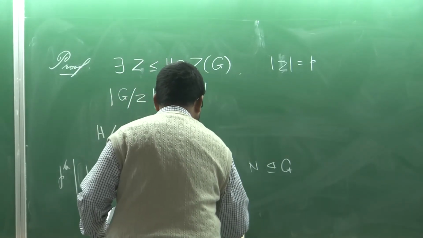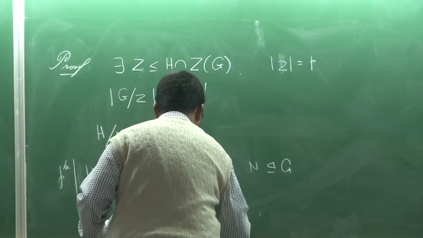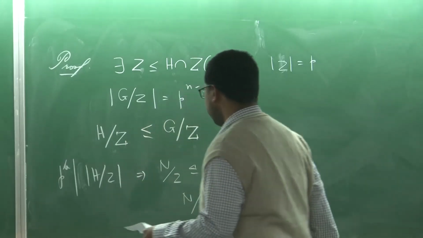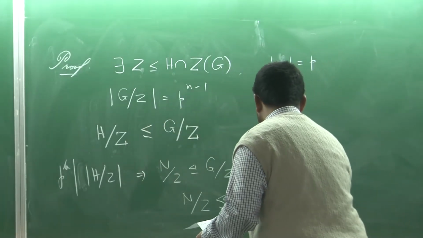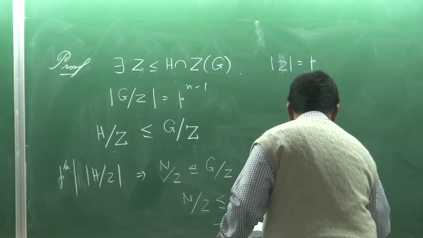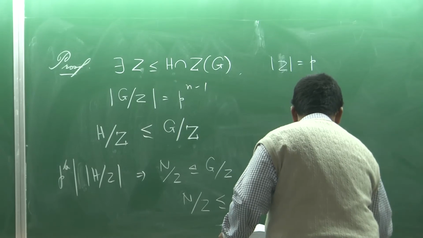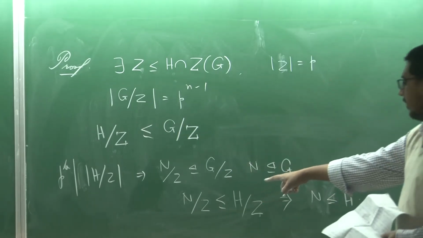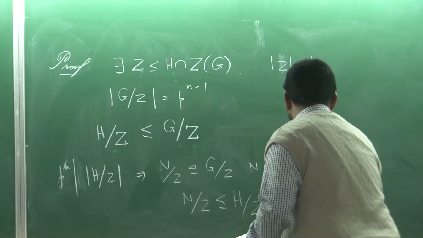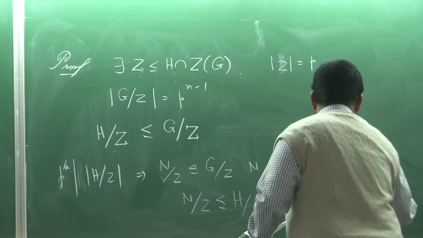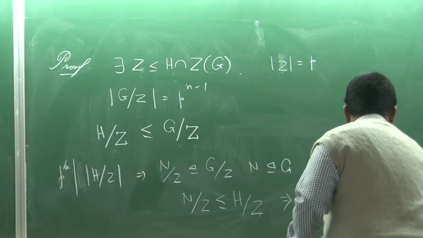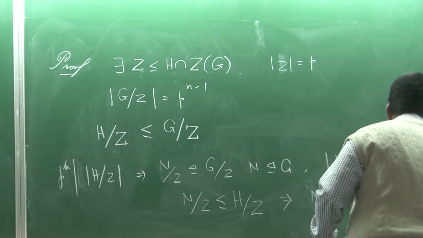Normal subgroup of G modulo Z, and this is also contained inside, by the induction hypothesis, H modulo Z. So this shows that H is contained in N, and N is contained inside H. And what is the order of N? The order of N modulo Z has order p to the power b. So therefore, the order of N is simply p to the power b plus 1.